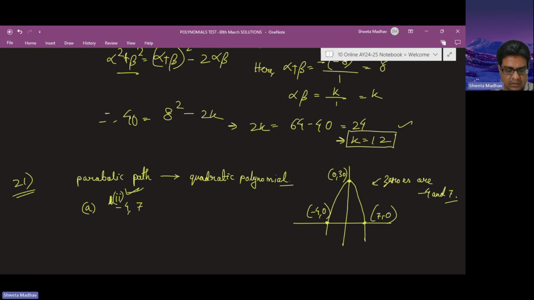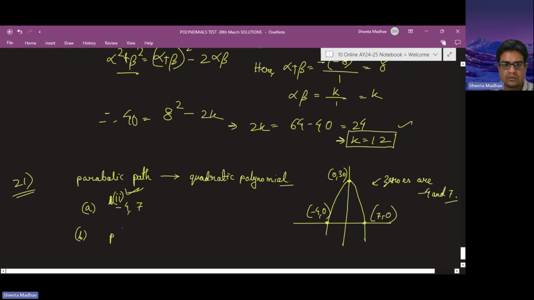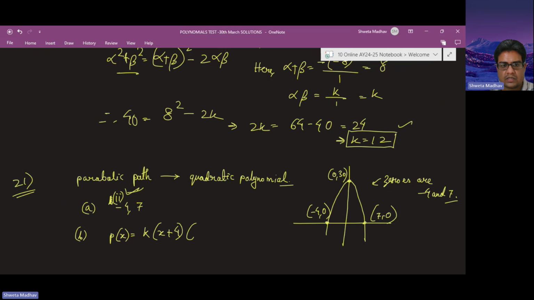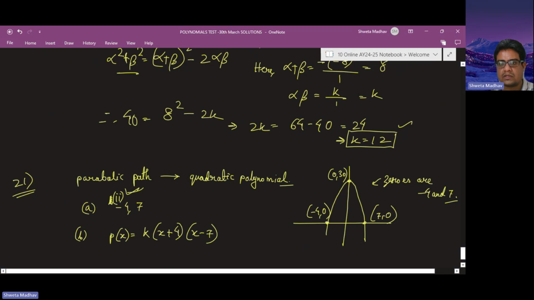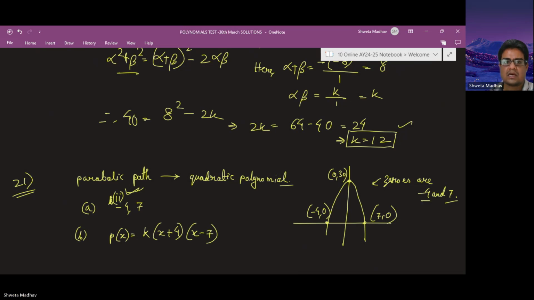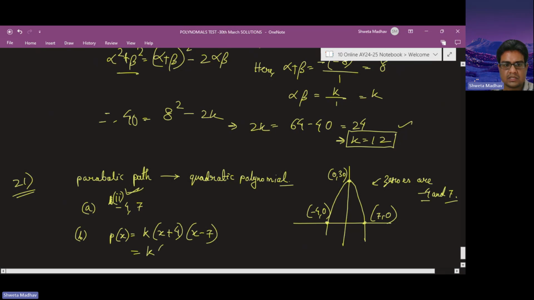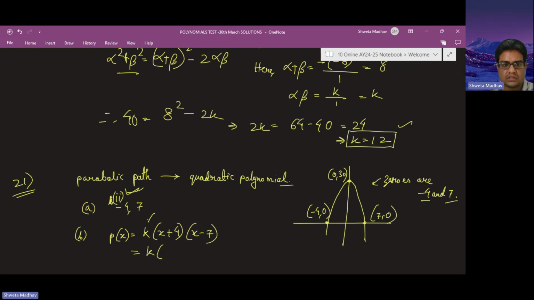And in part B, it has been asked what will be the expression of the given polynomial p of x. So therefore, the given polynomial p of x we can write as some constant k into x minus of -4, which is x plus 4, into x minus 7, since -4 and 7 are its zeros. So we can write it as some constant k. Here the constant k should be a number greater than 0.